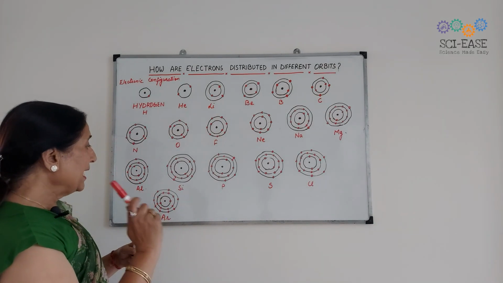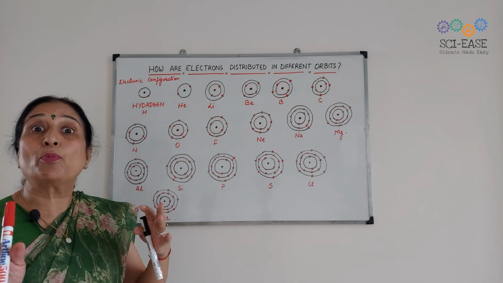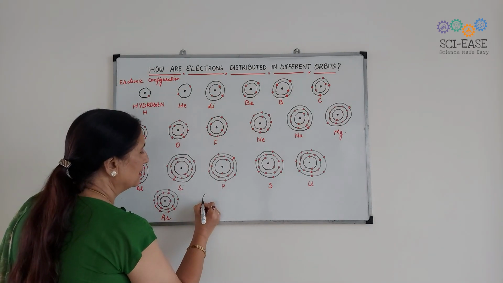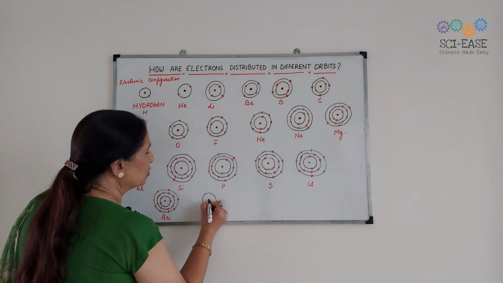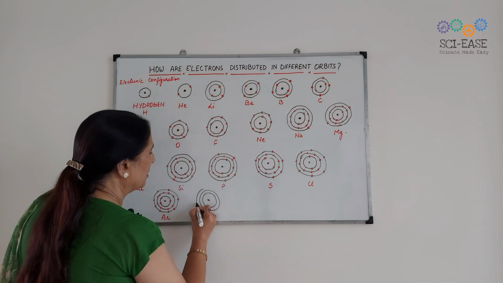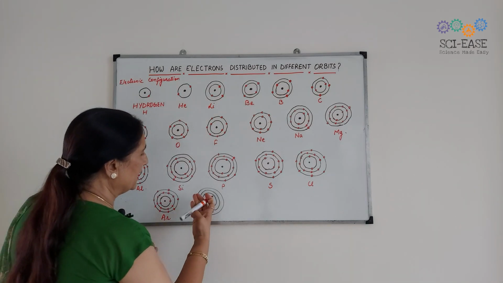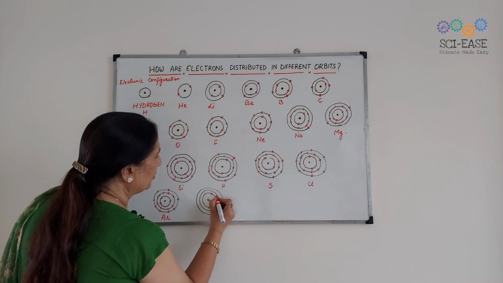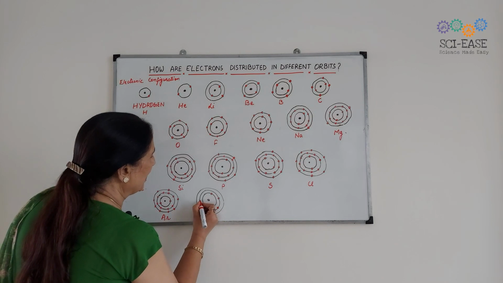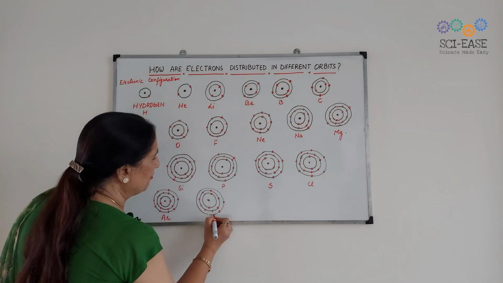Now the next one is atomic number 19, that is potassium. So what will be the result? Here the 2n square rule is not followed. First shell has 2 electrons. Okay, first shell 2, second also 8, 1, 2, 3, 4, 5, 6, 7, 8. Third shell will also have 8.